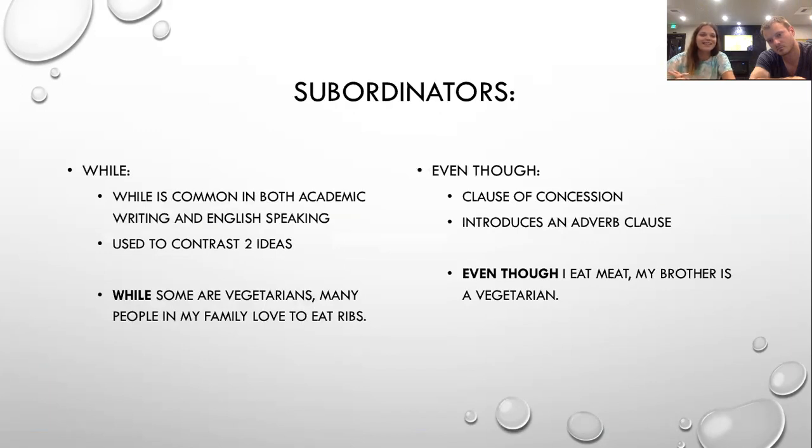Now we have subordinators, while or even though. So while is common in both academic writing and English speaking. It's used to contrast two ideas. Aaron, do you want to read that example for me? While some are vegetarians, many people in my family love to eat ribs. Then we have even though, for clause or concession. It introduces an adverb clause. So we have, even though I eat meat, my brother is a vegetarian.